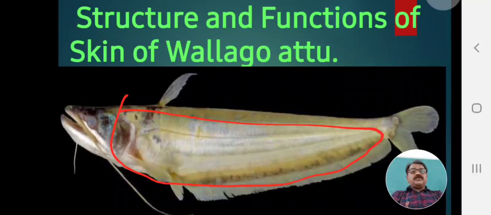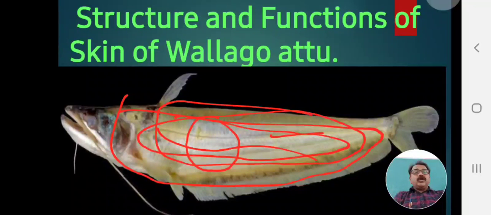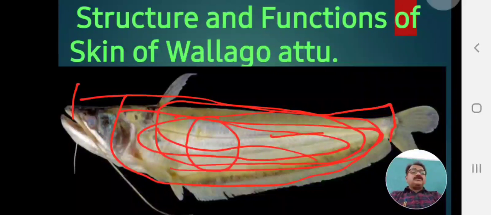Scales are absent. On this body, scales are absent, and instead of scales, the body is covered by thick soft skin. This is the skin, the soft thick skin. It is present all over the body, from the snout region up to the base of the caudal fin. The whole body is covered by soft thick skin, and scales are absent on the body.